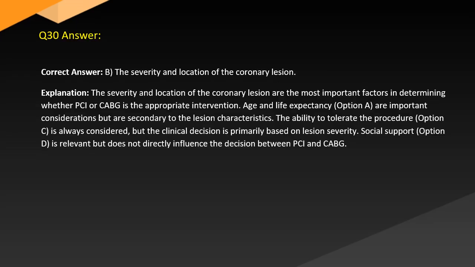Answer. Correct answer B. The severity and location of the coronary lesion. Explanation. The severity and location of the coronary lesion are the most important factors in determining whether PCI or CABG is the appropriate intervention. Age and life expectancy, option A, are important considerations but are secondary to the lesion characteristics. The ability to tolerate the procedure, option C, is always considered, but the clinical decision is primarily based on lesion severity. Social support, option D, is relevant but does not directly influence the decision between PCI and CABG.